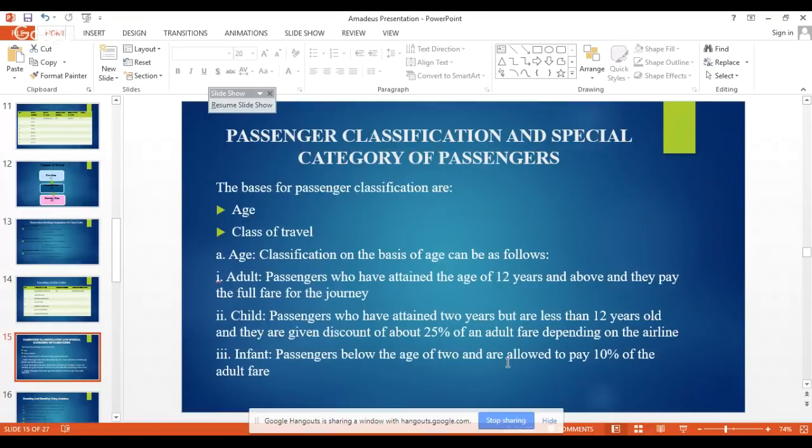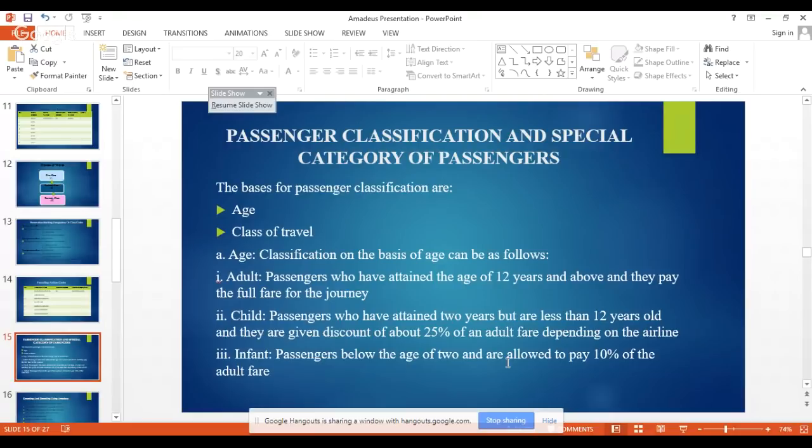And by the time they are taking off, let's say the child is a year and 11 months old when they are leaving Lagos for London. And by the time they are coming back, the child will be 2 years and 2 months.